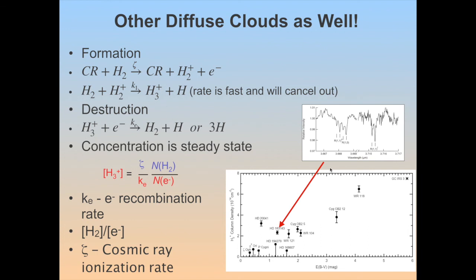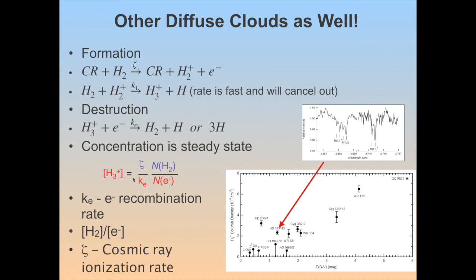Now, from this, we can see that we have our cosmic ray ionization rate, the ratio between hydrogen and electrons, and then also the electron recombination rate here. Now this one, we've experimentally established what that value should be, so this is fairly good. And then we're going to look at these other two quantities, the ratio between hydrogen and electrons, and also the cosmic ray ionization rate.